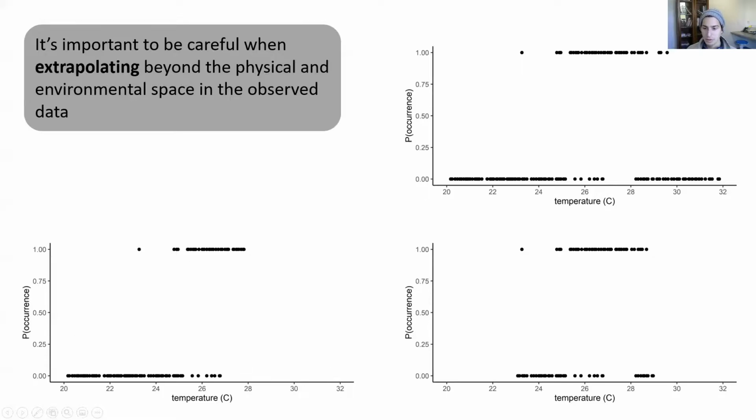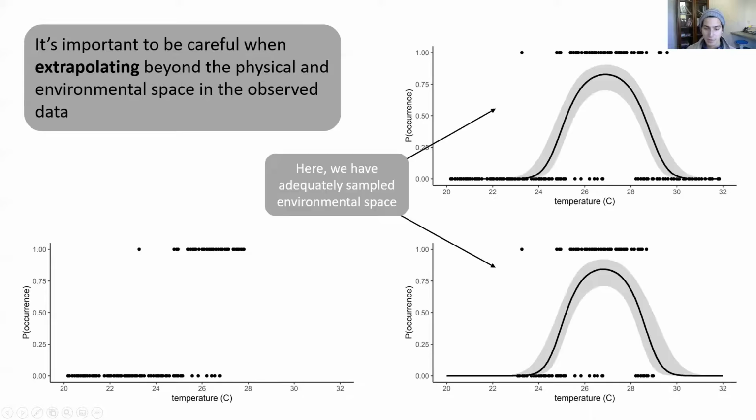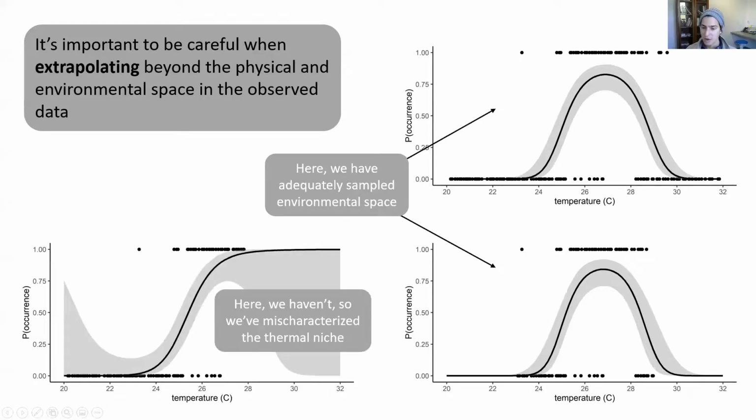So when I fit a Bernoulli model with a quadratic term to the data on the right, I get pretty similar curves that seem sensible. But when I fit this same model to the data on the left, the model tells me that this species is only more and more likely to occur as we crank up the temperature. So you can imagine that the models on the right and the model on the left will produce very different range maps, both now and in the future.